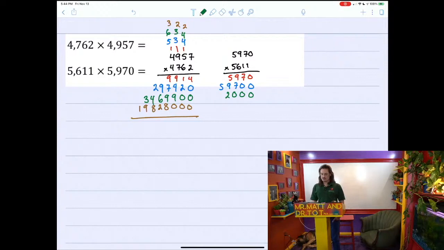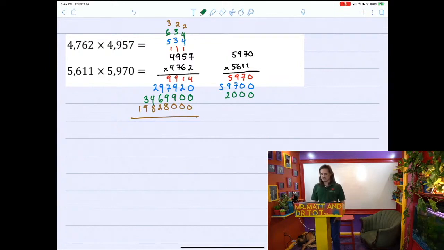Moving on to the 7, we need 2 placeholders of 0 because we're multiplying by a hundreds value. 7 times 7 is 49, so keep the 9, carry over the 4. 7 times 5 is 35. 35 plus 4 is 39, so keep the 9, carry over the 3. 7 times 9 is 63.